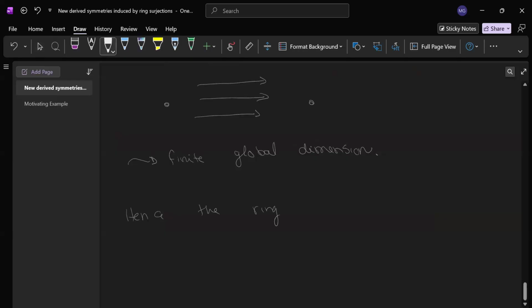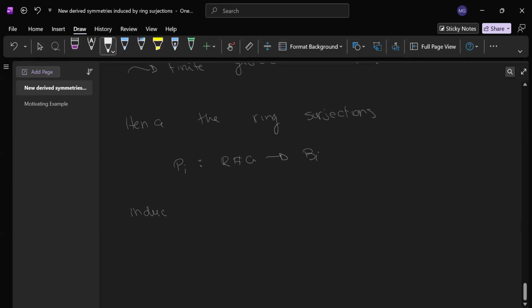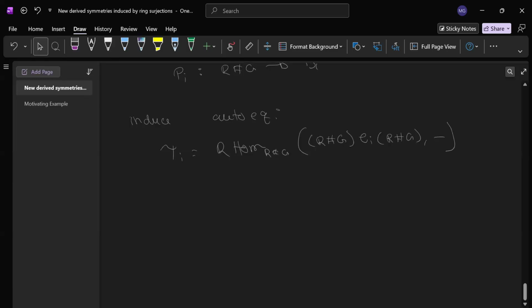So the ring surjections, we'll call them p_i from R hash G to B_i, all induce autoequivalences, which we can call T_i, given by RHom over the skew group algebra of the ideal generated by each of the idempotents. Okay. Yeah, so that's the example I wanted to talk about.